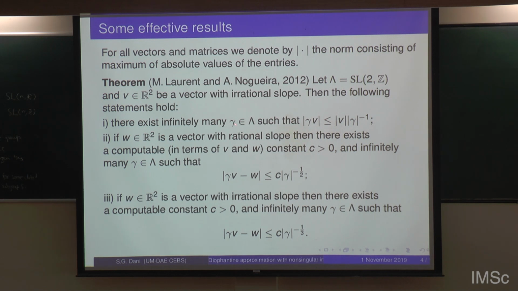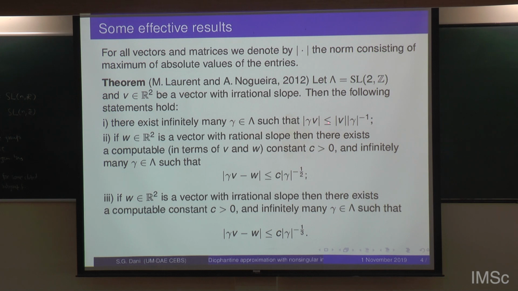Okay, so it says that there exist infinitely many gamma such that the norm of gamma V is less than or equal to the size of V times the size of gamma inverse. So how does this relate to what we are talking about? This gamma V should be thought of as gamma V minus 0. In other words, the other vector W I am taking as 0.